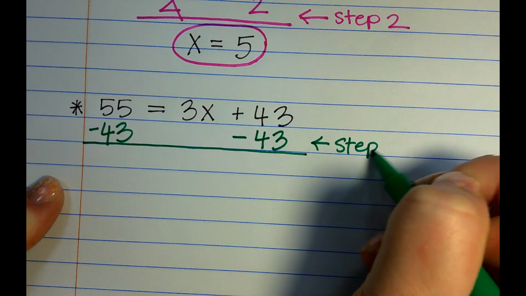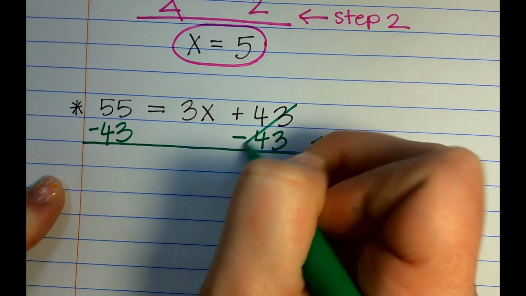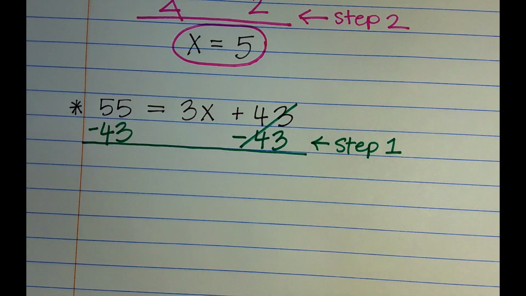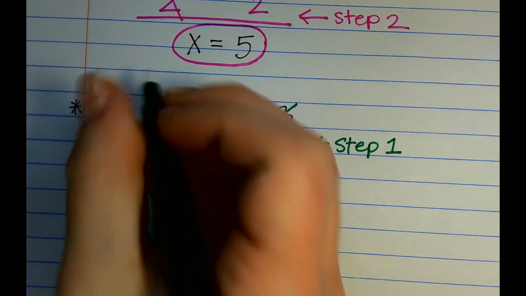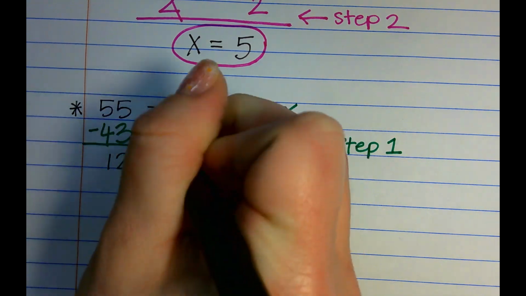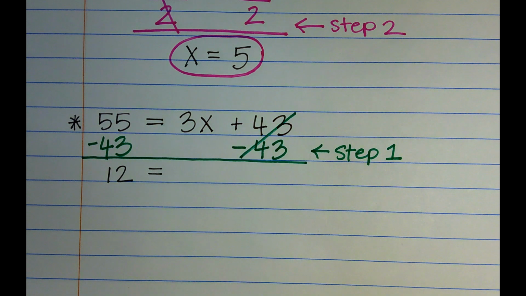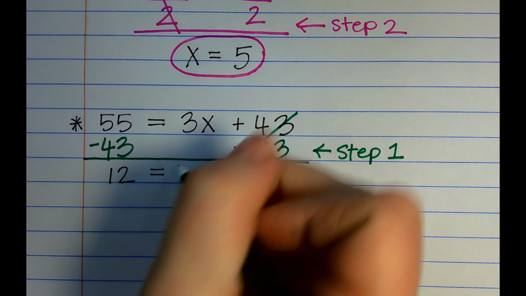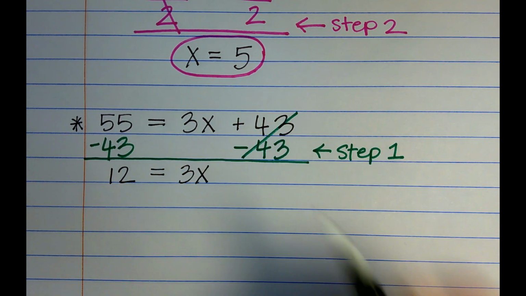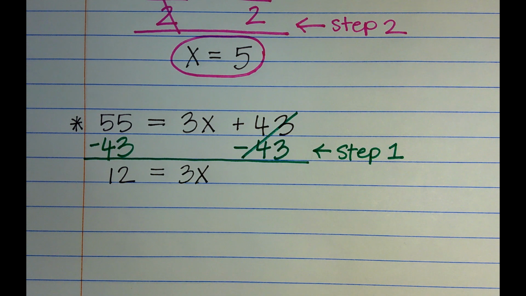You don't have to label step 1 and 2. And then 55 minus 43 is 12. Perfect. And what gets brought down? The 3x. Good. Okay, so now I have 12 equals 3 times x.